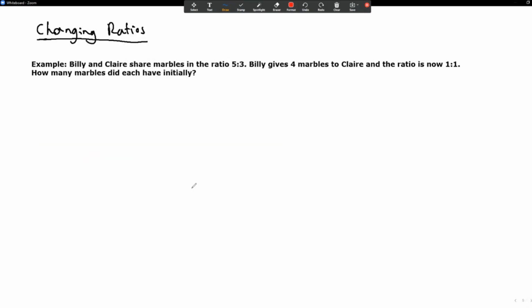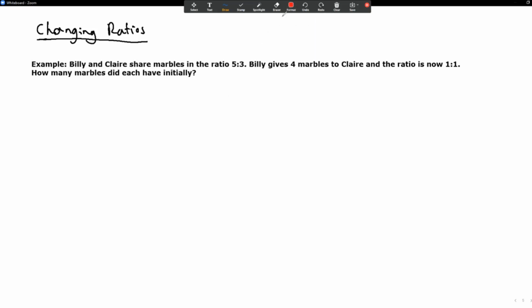Now this final example is by far the hardest, and it's when ratios change. So you have ratios beforehand and then ratios afterwards. So, for example, here it says that Billy and Claire share marbles in the ratio 5:3. Billy gives 4 marbles to Claire, and the ratio is now 1:1. So, how many marbles did each have initially?